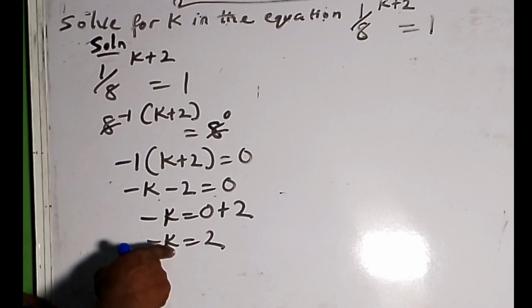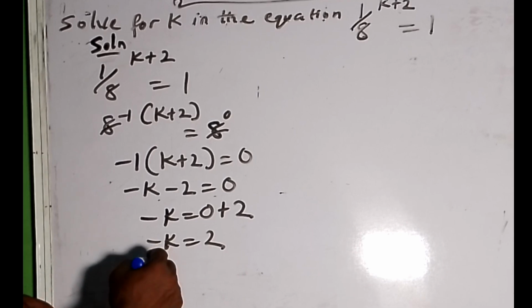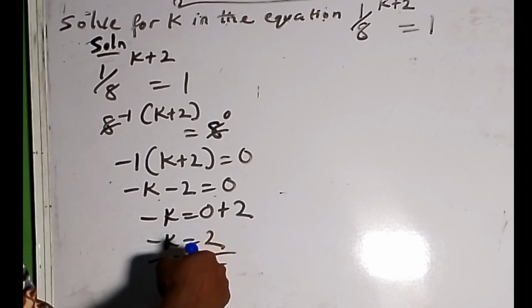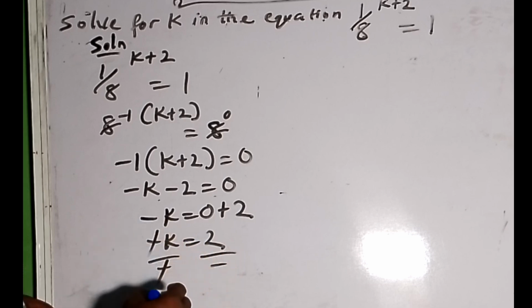Now we're looking for k, so we have to remove the minus here. Let's divide both sides by minus 1. This is positive, so this will cancel. We have k equals minus 2.